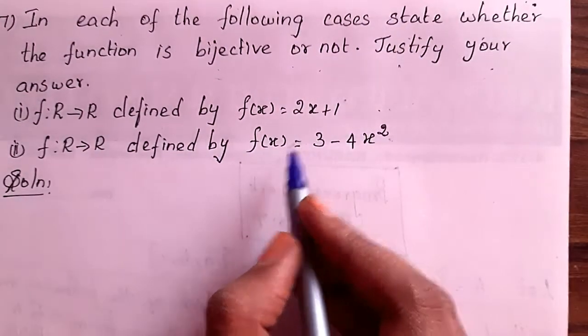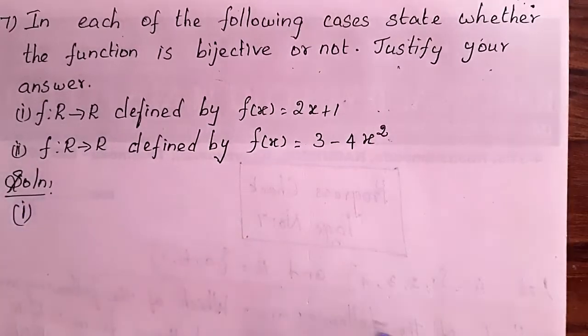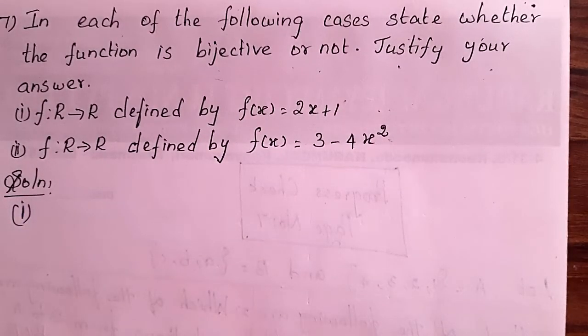We can do it one by one. First we can take the first part. So what we are going to do: first we prove that it is 1-1. Next we find whether it is onto or not. If both are satisfied, 1-1 and onto, finally we can write that this function is a bijective function.